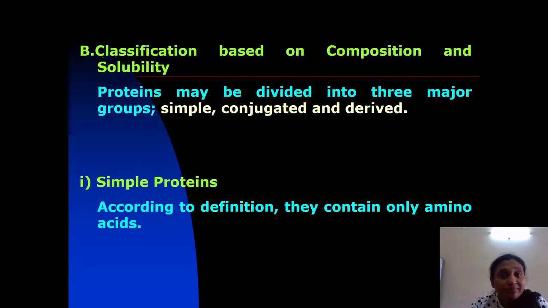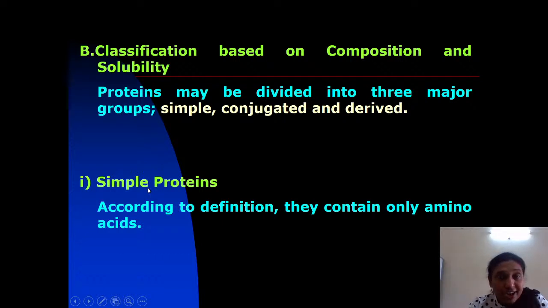Then coming to the second classification, based on the composition and solubility. The second classification is based on the composition of the protein and its solubility. Proteins are broadly classified into three classes based on composition and solubility. What are the three classes? Simple proteins, conjugated proteins and derived proteins. Let us discuss each one.